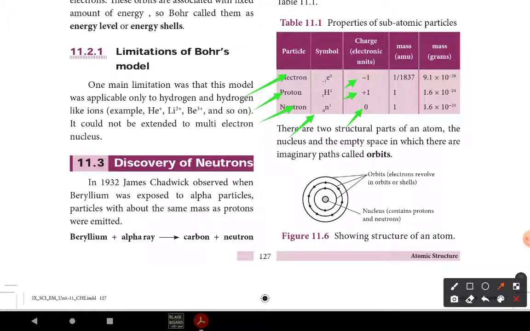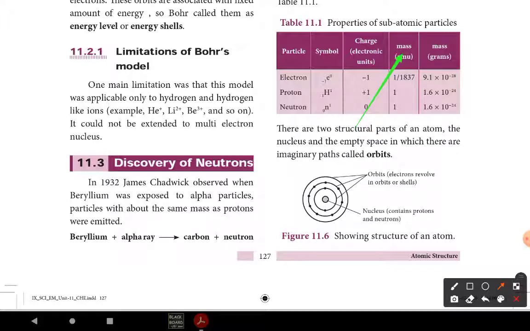Then you have the mass. What is the mass? For the electron, I want to tell you this, children. Electrons have got negligible mass. They are very, very light particles. You saw that 1 atomic mass unit is given. But for the electron, the mass is 1 part of 1837 parts. If you take one atomic unit and divide it into 1837 parts, that 1 part is the mass of the electron.